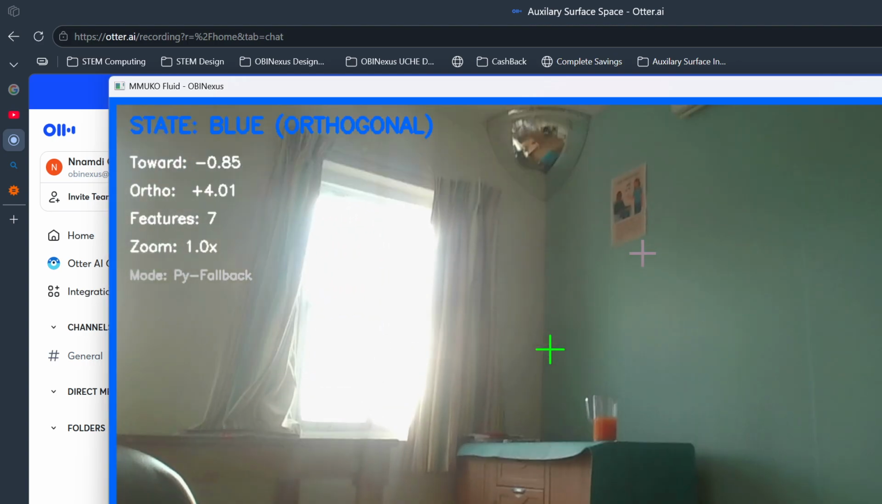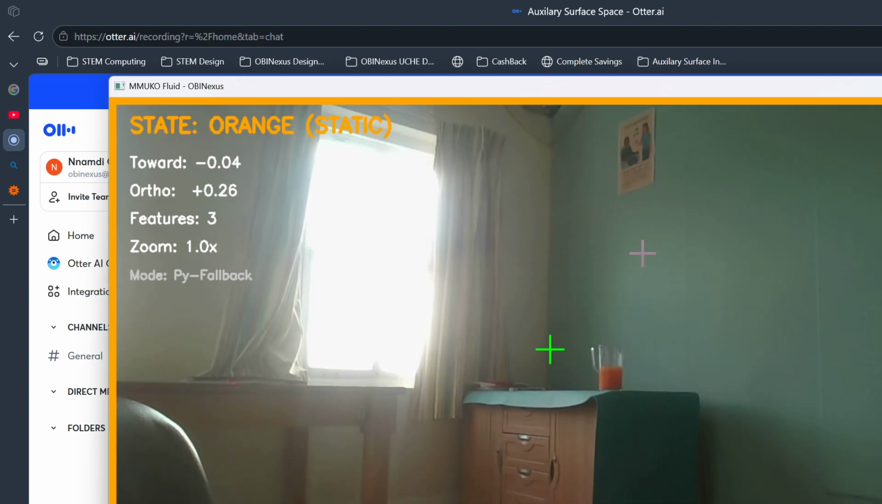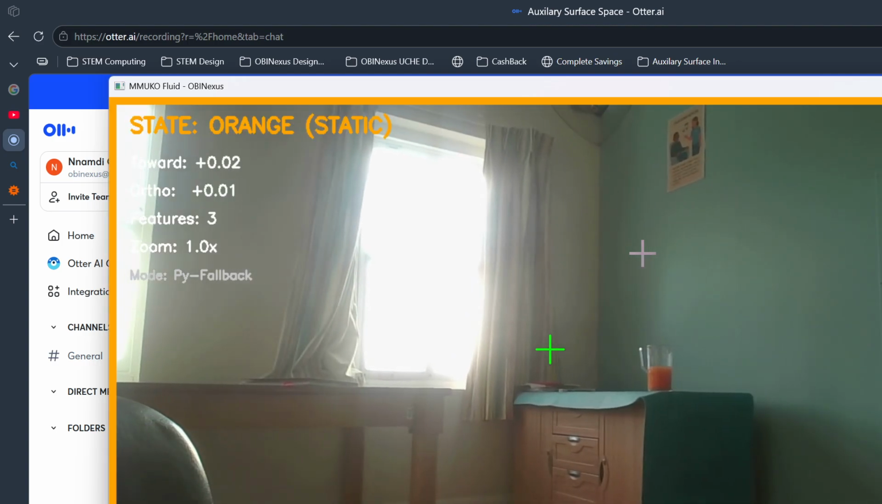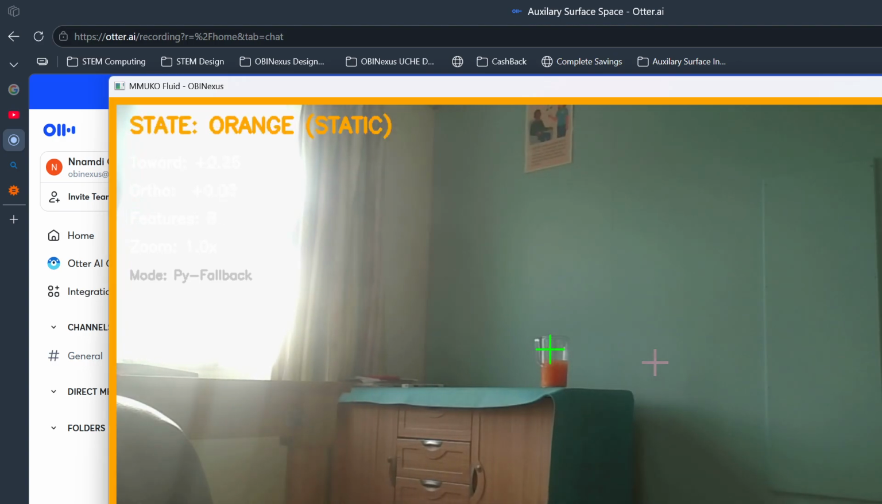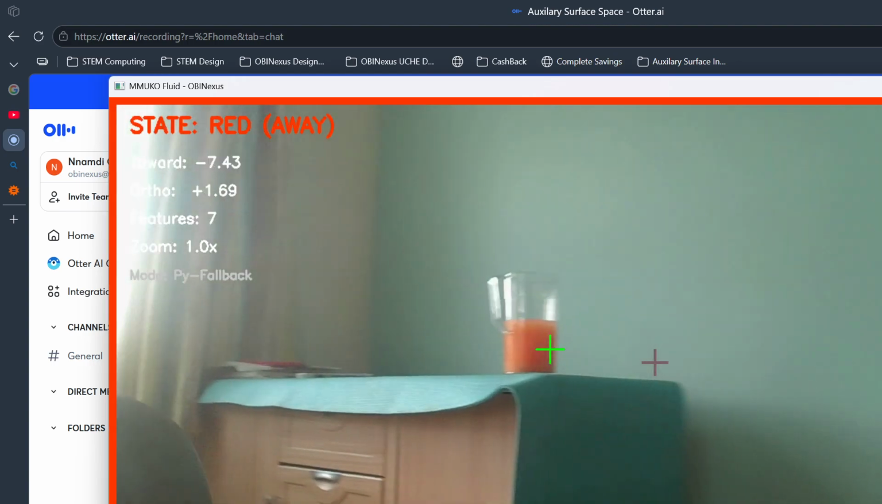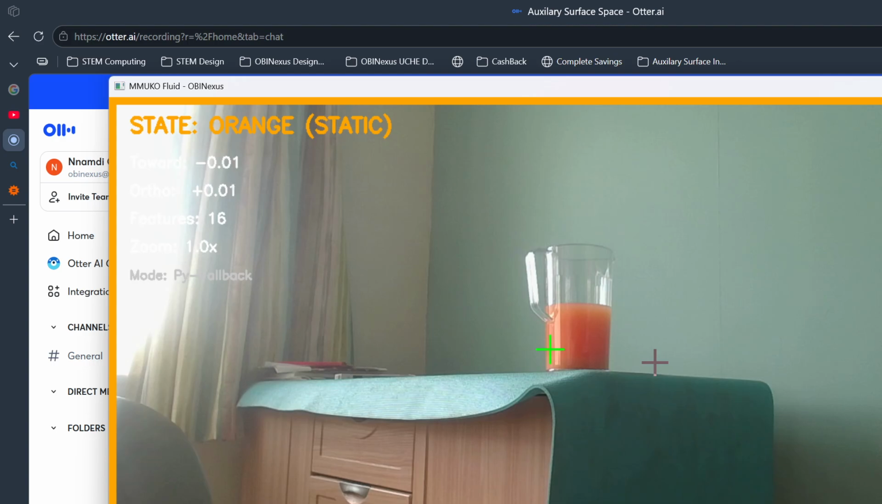And it's not a machine learning model per se. It's just tracking something. So it's not static. You now notice it's staying still. Now it's moving closer. See, it moves closer.